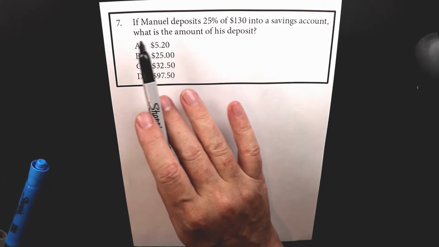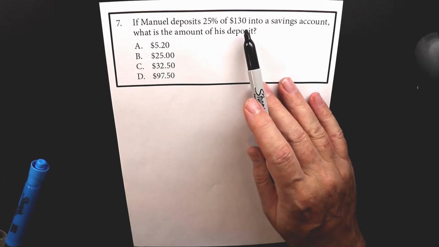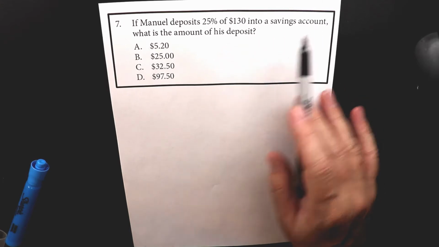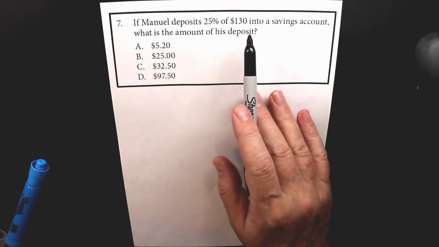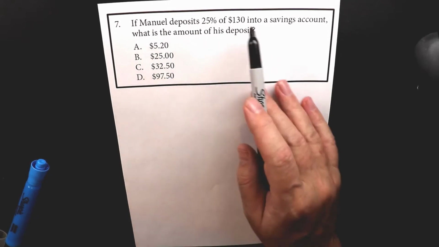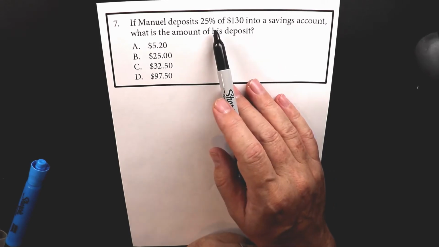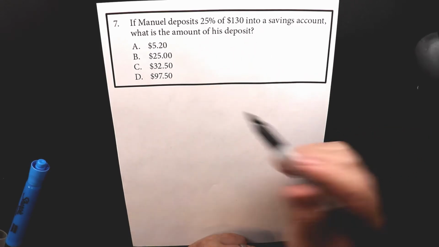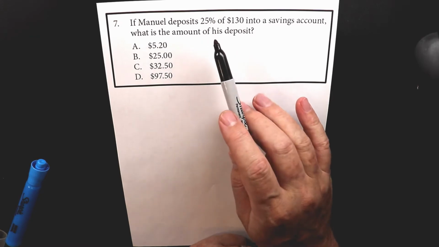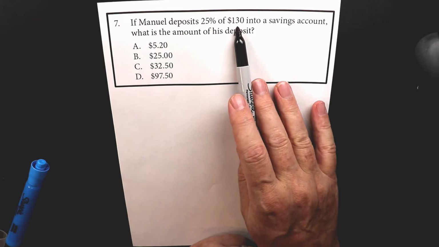Number 7. If Manuel deposits 25% of $130 into a savings account, what is the amount of his deposit? So this guy Manuel, he has a part-time job, he made $130 and he wants to save 25% of it. So he has a savings plan. So the first thing we need to do is figure out what 25% of 130 is.